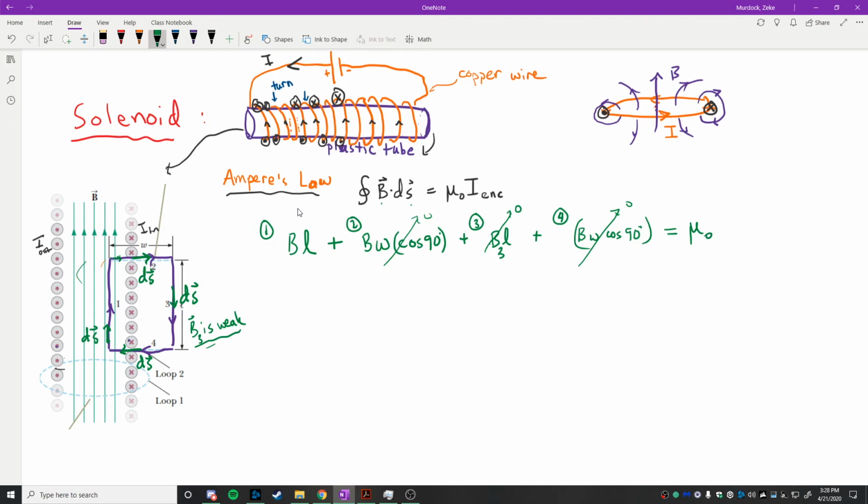Let's talk about what I enclosed is in this case. Let's count. If the current flowing in the wire through all the loops is just called I, that's I, that's I, that's I, etc. Every one of those is I. Then in this case, we have 5 currents going into the page. There's 5 of them. So let's just say that we have basically mu naught times 5 times the current I.